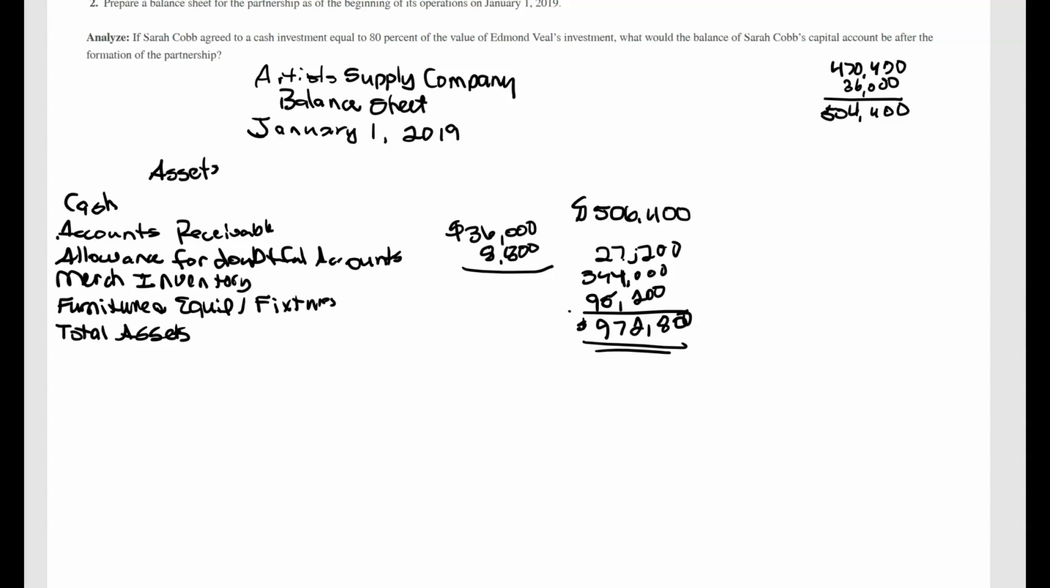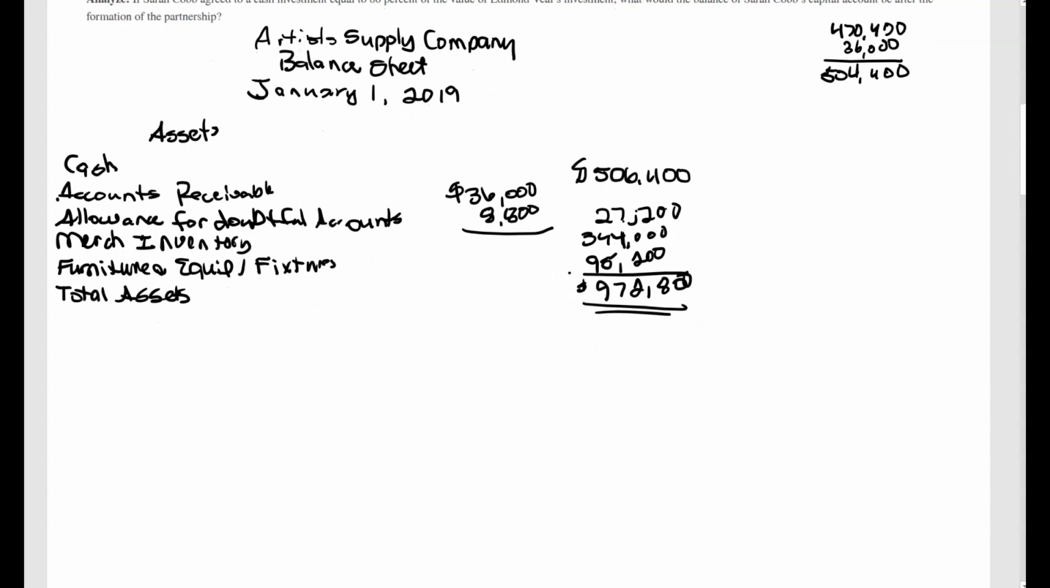Okay, after assets is liabilities, and we have a couple of liabilities here that we're going to list. Actually, only one. We're going to have accounts payable. So let's list our liabilities and accounts payable. Now, because we only have one liability, we do not have to list a total liability section because there's only one. If we had more than one, then we would. Okay, that is $32,000. Then we can list our equity. It would be assets, liabilities, and owner's equity, but because it's a partnership, we are going to call it partner's equity.